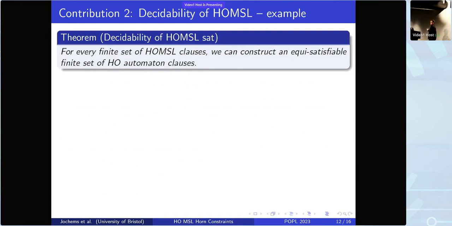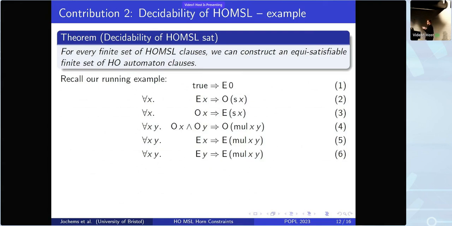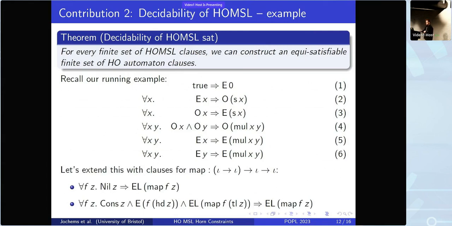Right, so we claim that using these higher order automaton clauses, we can decide satisfiability for higher order MSL. So let's see a little bit of it in action with a concrete example. This was our running example, part of it. And let's extend it with some higher order clauses, like the map function, which takes two arguments, a function and a list of integers, and it just applies the function pointwise to the list.